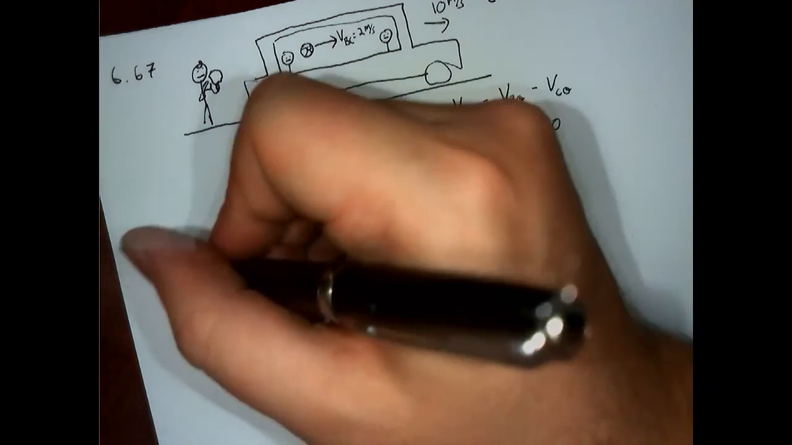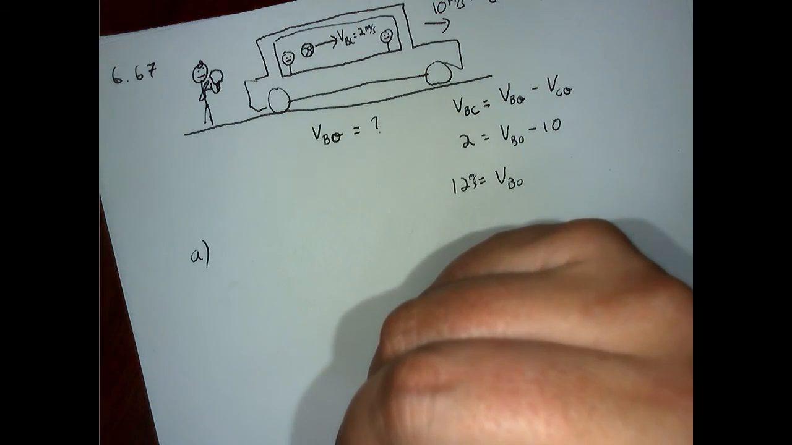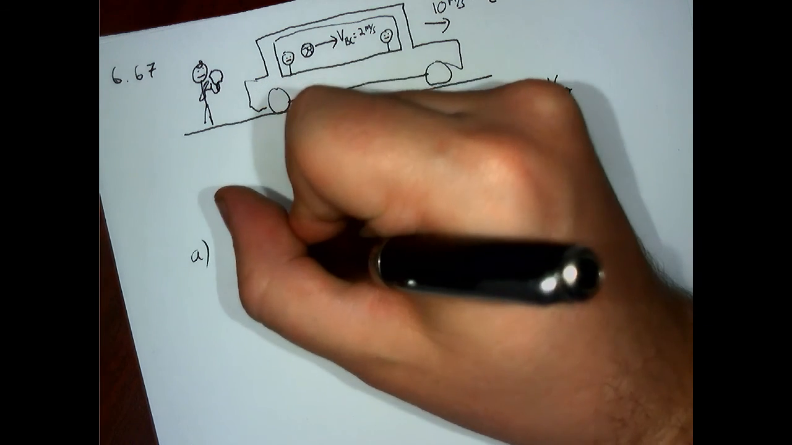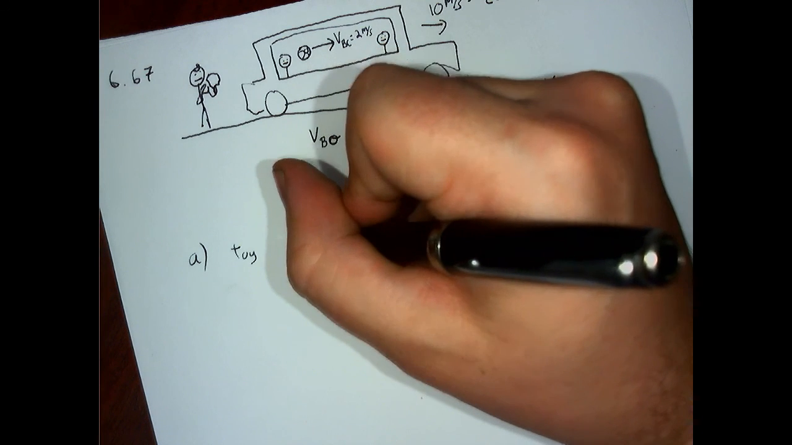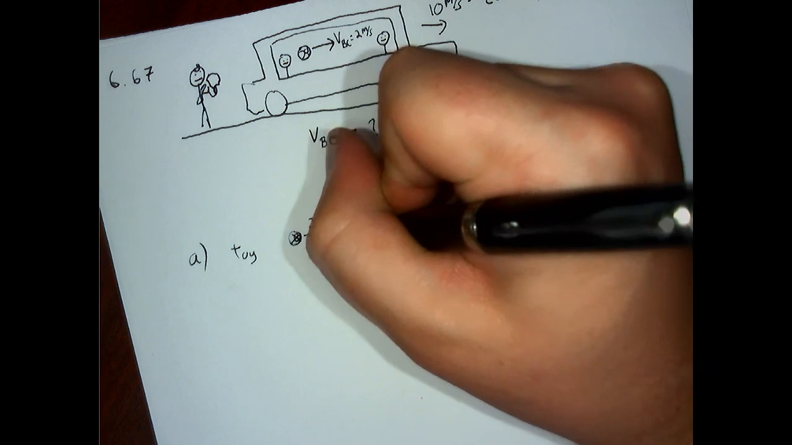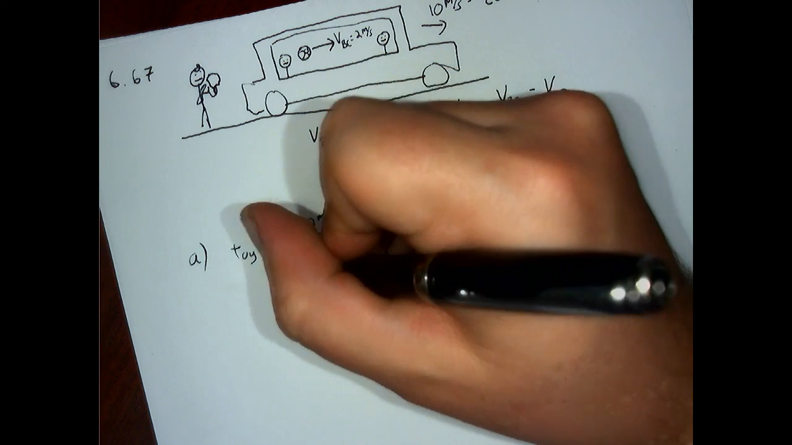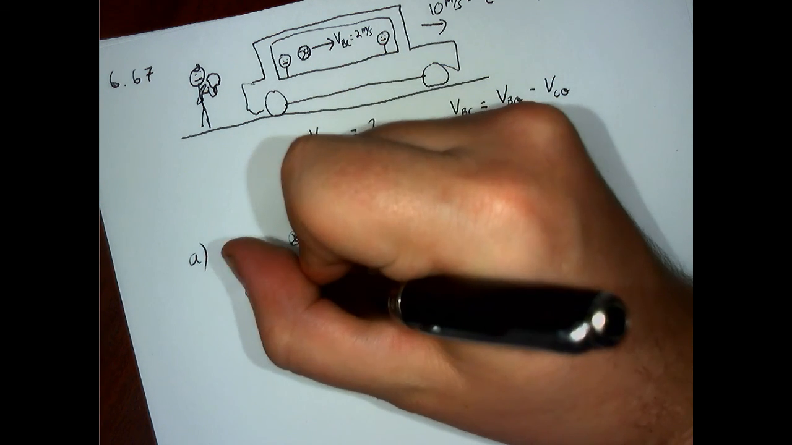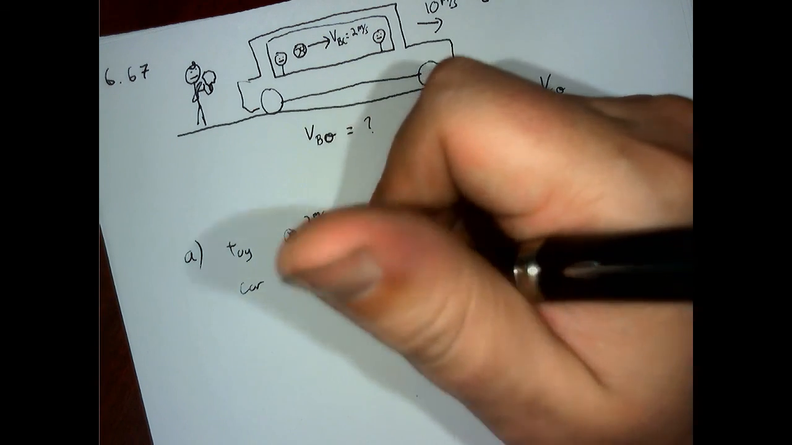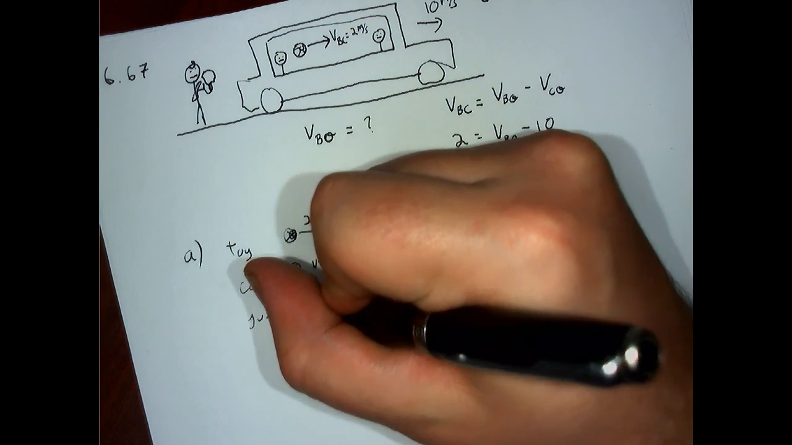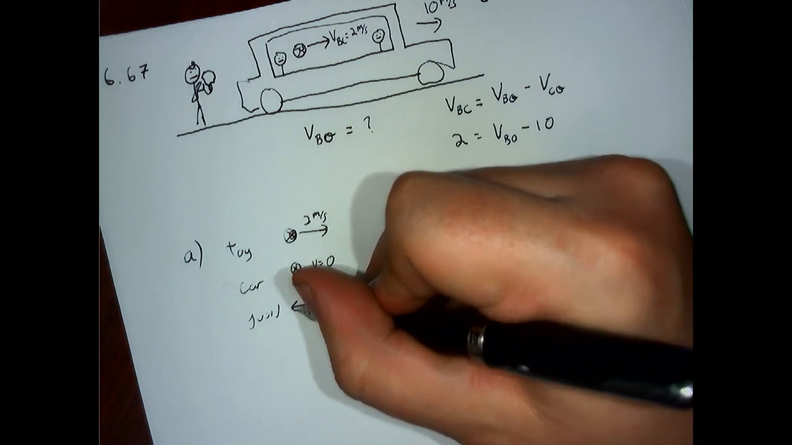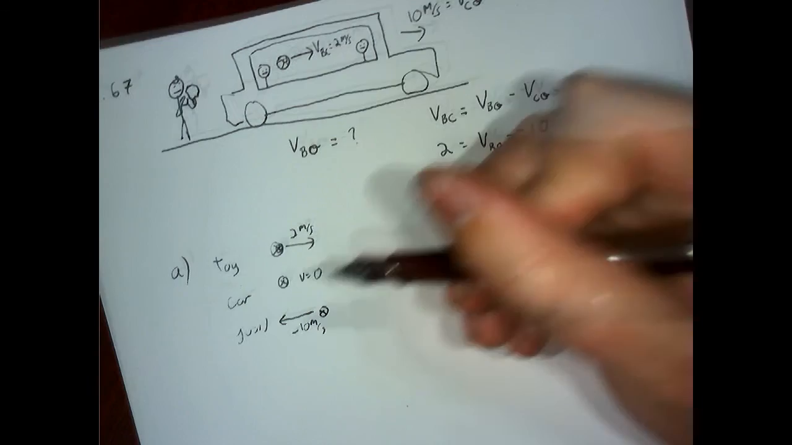So let's do this game. Draw the velocities of the toy, the car, and the crossing guard. Toy: its velocity relative to the car is going to be like that. The car's velocity is going to be zero. It sits at rest. And the guard, its velocity is going to go that way, minus 10 meters per second.